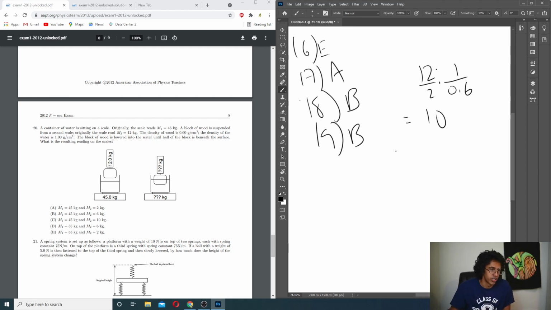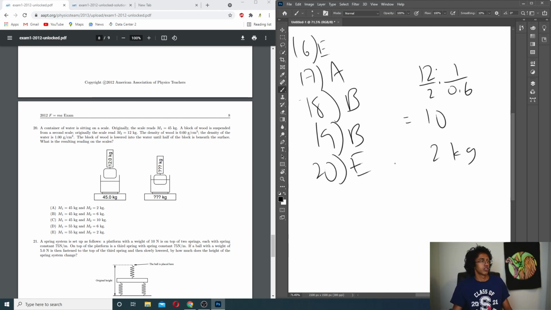So that means the top one should be 2 kg, and then the bottom one actually gets the inverse, like Newton's third law. It's the opposite force, downward, so it goes 10 downwards, and that would be 55, right? So our answer should just be E. Very nice. 20E. All right, let's check our answers.